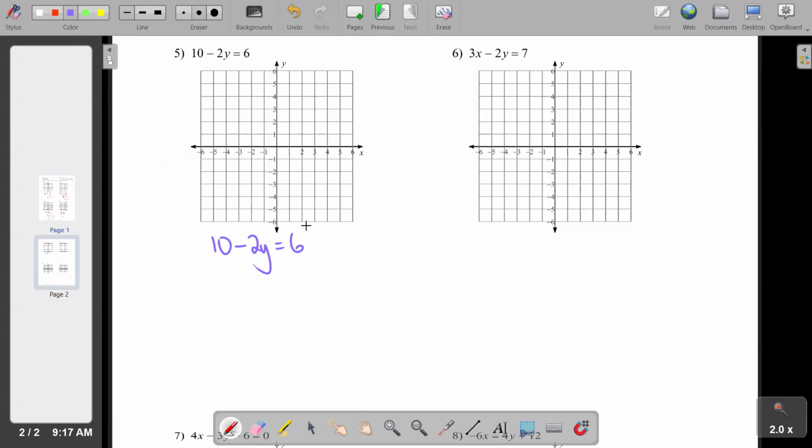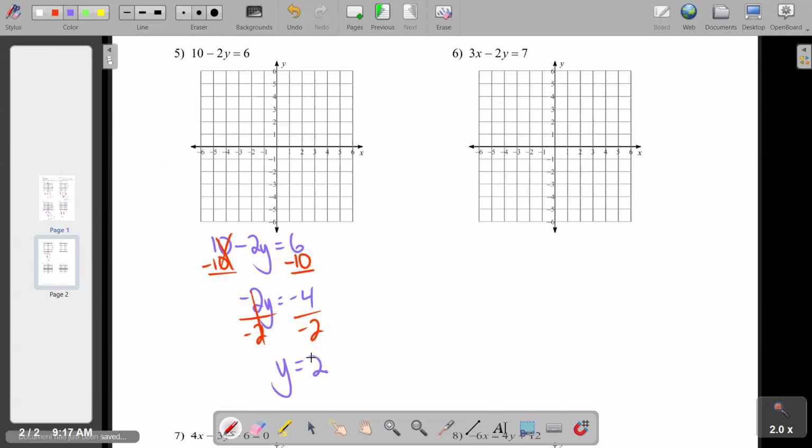So let's do some basic algebra. How do we get y by itself? Minus 10. Good. Because that's a positive 10. What will my next equation say? Negative 2y equals -4. And then what do we do to finish the job? We divide by -2, giving us our final answer, which is y equals what?